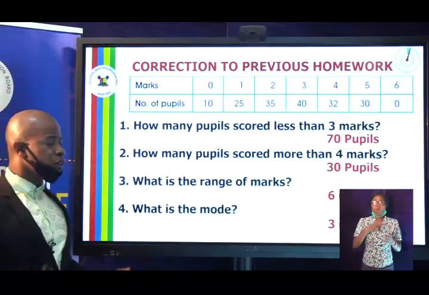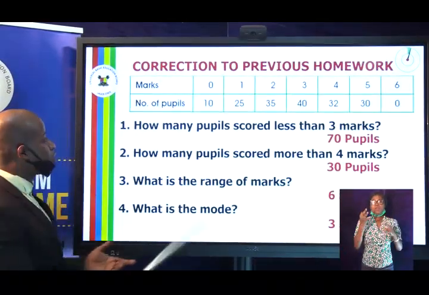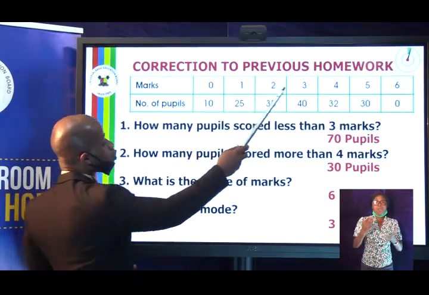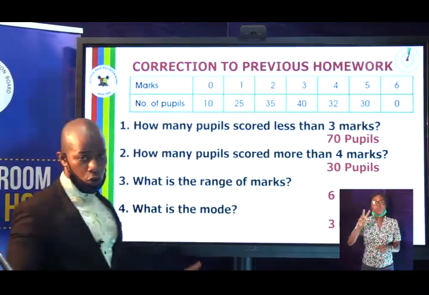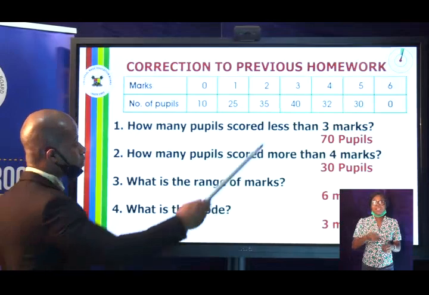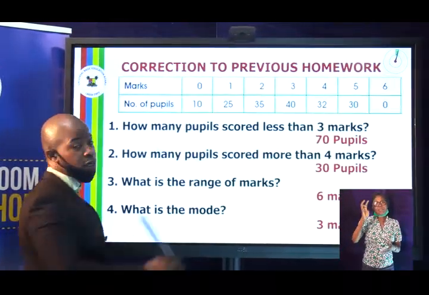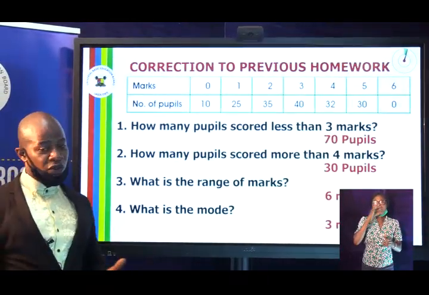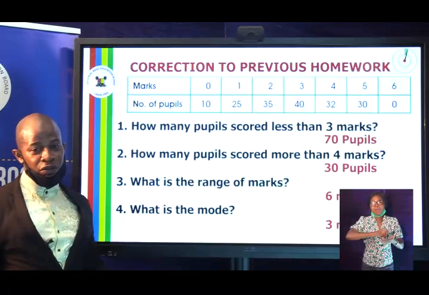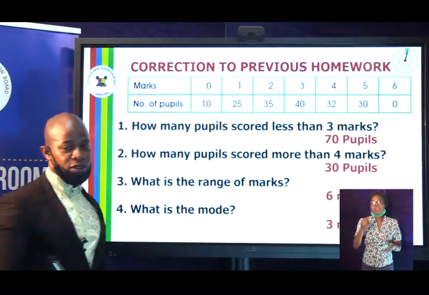Now, what is the range of the marks? These are the marks. You score 0, 1, 2, 3, 4, 5, or you score 6. Now, the highest mark is 6 and the lowest mark is 0. So you subtract to find the range. 6 minus 0, my friend, is 6 marks.